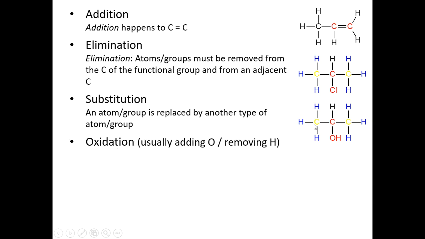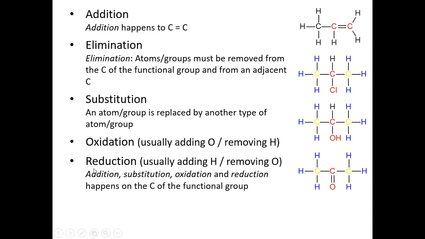Oxidation is when I increase the oxidation number of the carbon. Now, in organic chemistry, this generally means I'm adding oxygen or I've removed hydrogen. So for example, if I oxidize the secondary alcohol to the ketone, you can see I have removed hydrogens to form this ketone. The opposite is a reduction, where I go back to the secondary alcohol, and you can see I've added hydrogen.